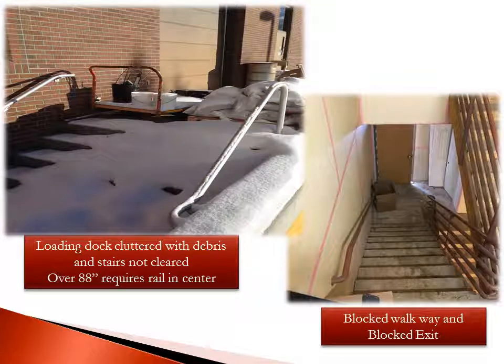And these would be two violations of having our clear passageways. The loading dock is cluttered. You cannot get down the stairs. And in the next part of the standard, we'll see that any stairway that's greater than 88 inches needs a railing down the center. And again, in our second picture, the exitway is being blocked by a door. The exitway door is being blocked by a box.